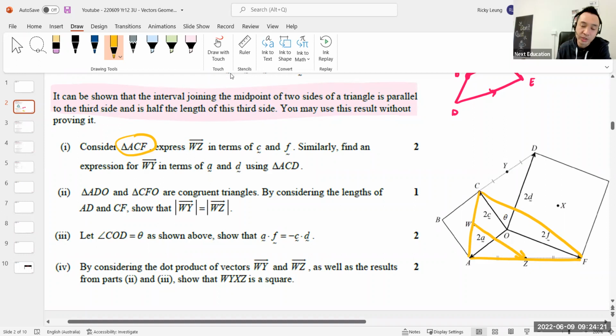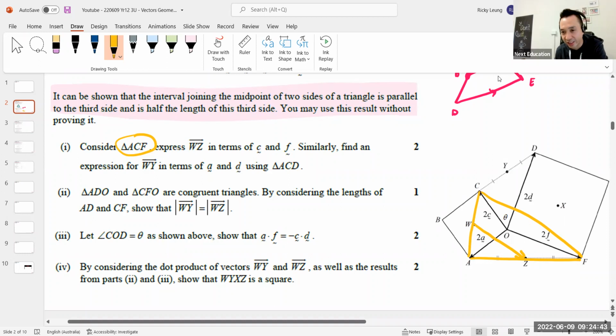So now this is where we use that pink diagram above, because you can see W and Z are the midpoints. W is definitely the midpoint because it's the middle of the square. Z is the midpoint of that side. So we can use that formula upstairs. Find an expression for WZ in terms of C and F.